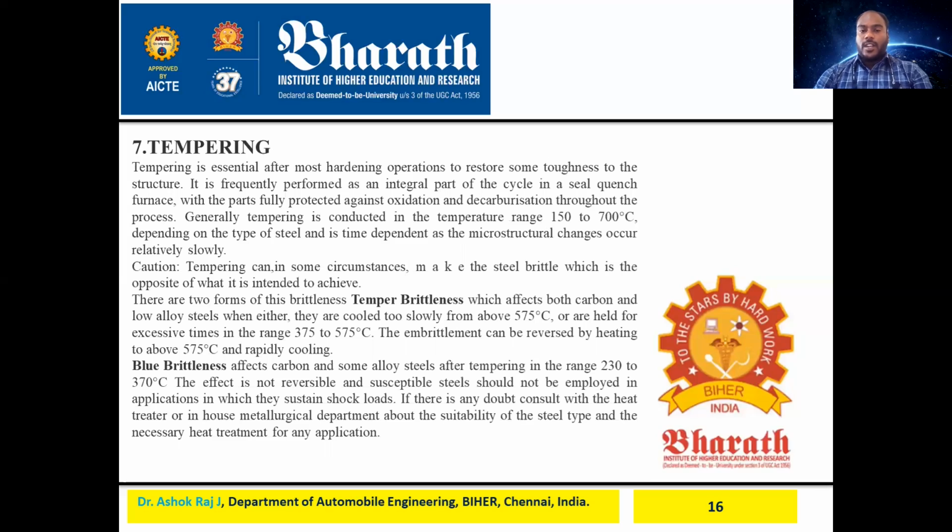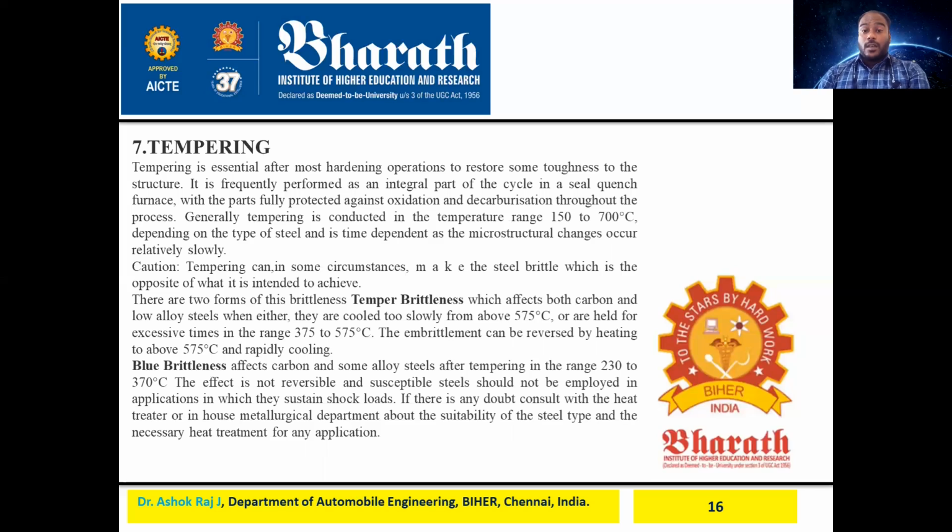So the seventh one is tempering. Tempering is essential after most hardening operations to restore some toughness to the structure. It is frequently performed as an integral part of the cycle, with partially or fully protective atmosphere against oxidation and degradation throughout the process. Generally, tempering is conducted in the temperature range 150 degrees Celsius to 700 degrees Celsius, depending upon the type of steel, and the time depends on the fact that microstructure changes occur relatively slowly.